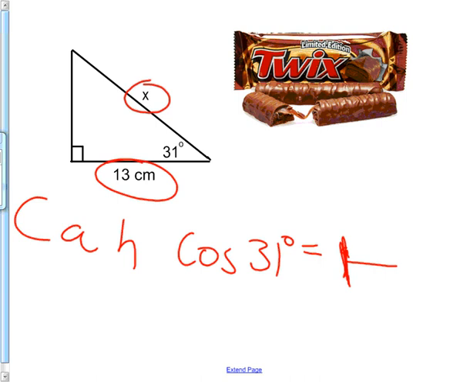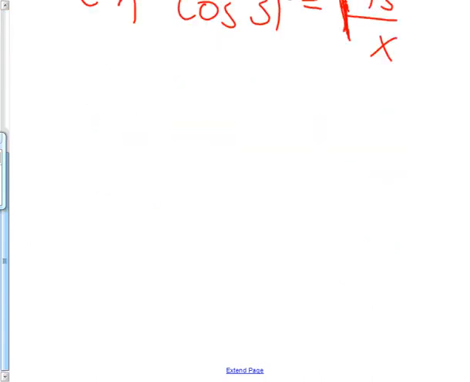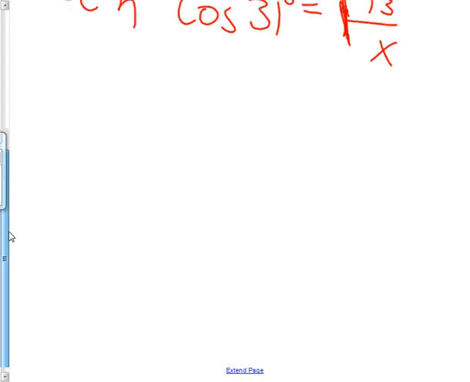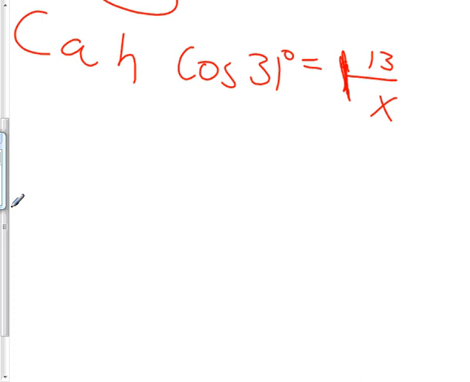Okay, so adjacent is the 13. Hypotenuse is the x. Hopefully that's how you set it up. Then you actually figure out cosine of 31. You type it in your calculator. It gives you a decimal. Then here's the thing. Some people don't know how to solve it from there. To start with, what is cosine 31?